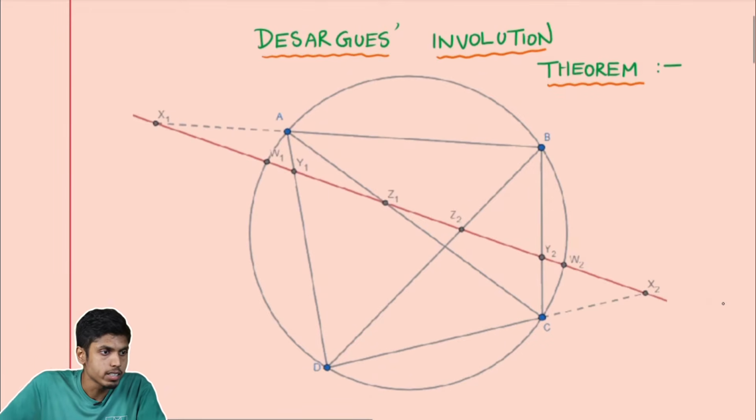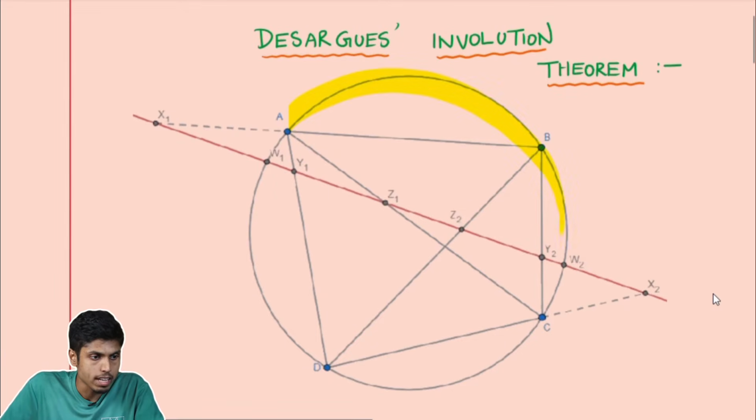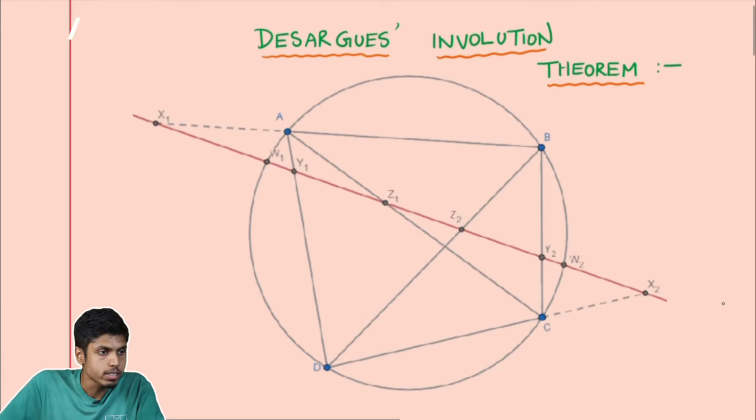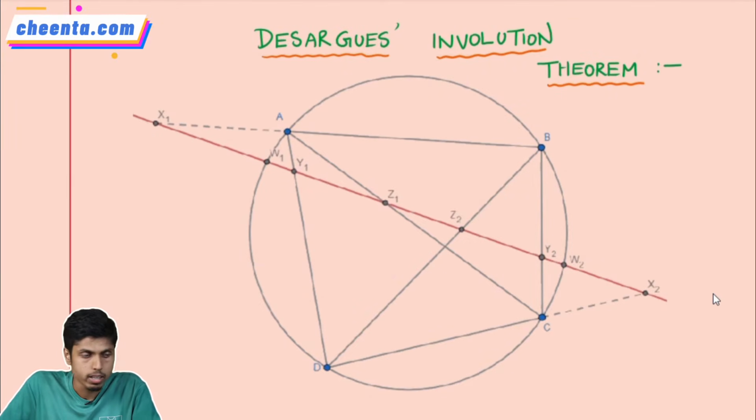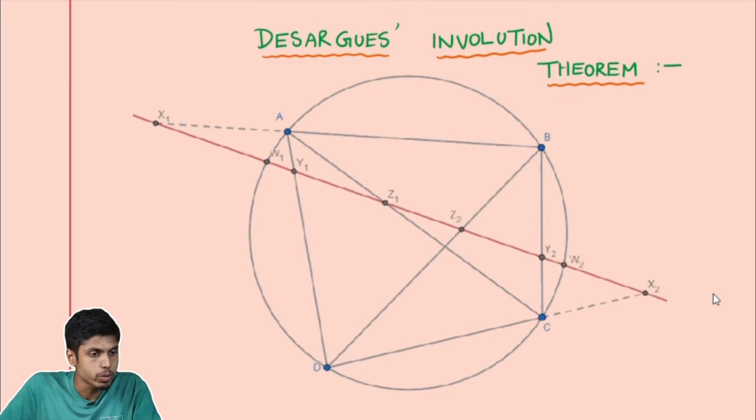Suppose I consider a circle as shown and a cyclic quadrilateral ABCD in it. The diagonals AC and BD are drawn. We construct a random line on the plane to intersect AB at x1, CD at x2, and the two opposite sides AD and BC at y1 and y2 respectively, the circle at w1 and w2, and the diagonals at z1 and z2. So z1 lies on AC and z2 lies on BD.